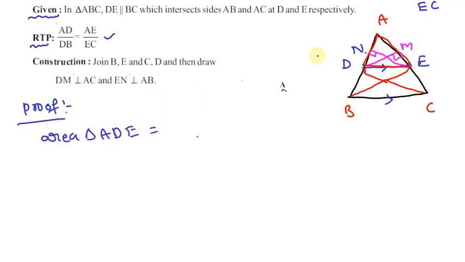Is it a right angle triangle? No, it is not a right angle triangle. In such cases, to find the area of a triangle, we can consider any side as a base. If you consider AD as a base, then a perpendicular line drawn through the opposite vertex will be the height. So I am considering AD as the base, and the perpendicular line drawn through the opposite vertex E, that is EN, is the height.